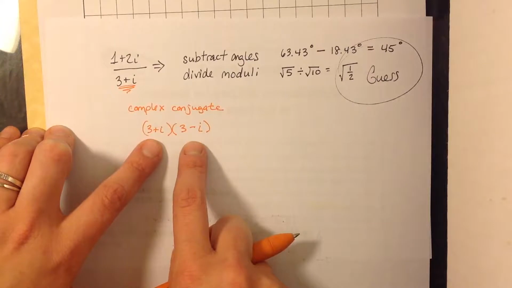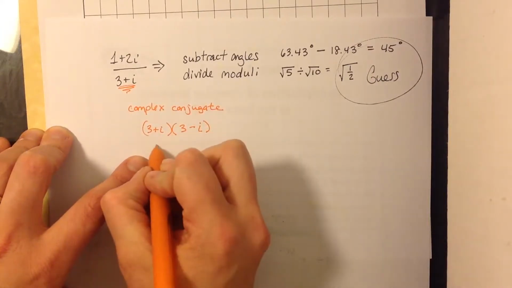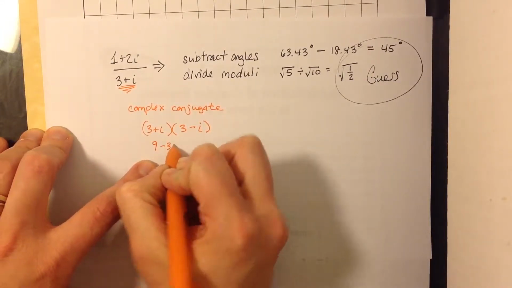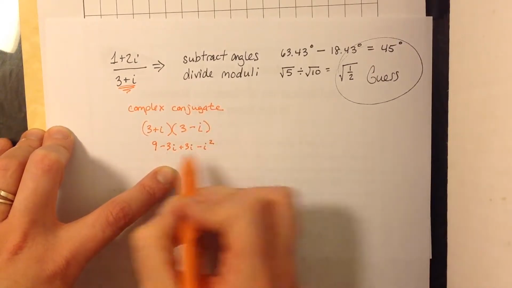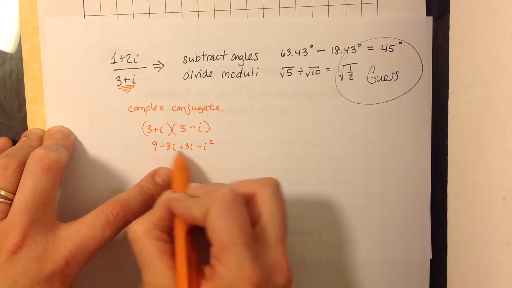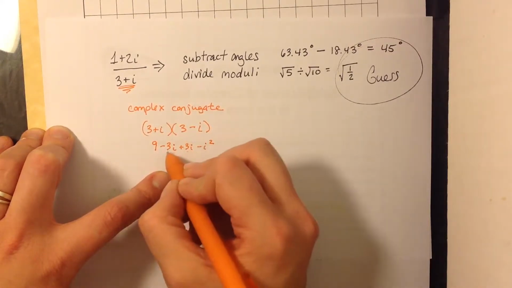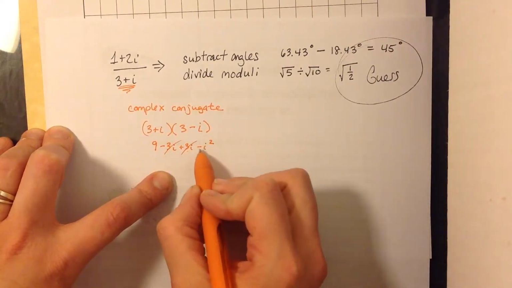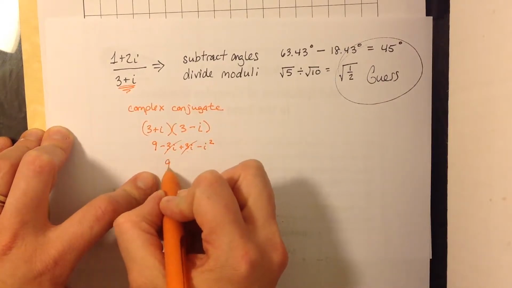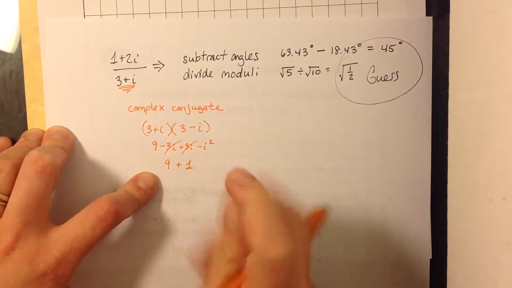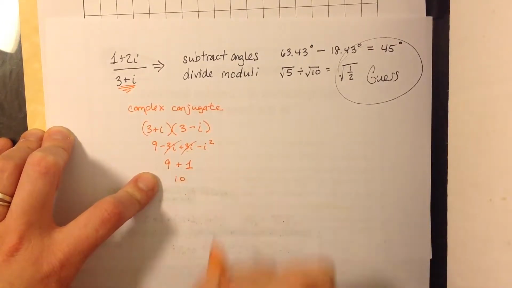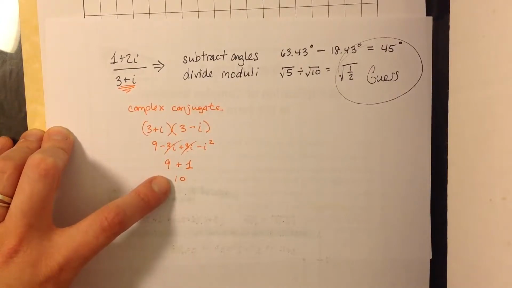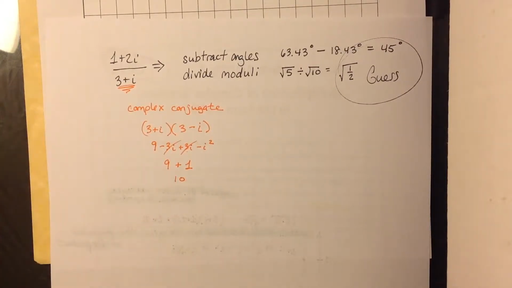If I FOIL this out, let's see what happens. I get 9 minus 3i plus 3i minus i squared. The 3i and negative 3i completely cancel each other out, which is fantastic. Negative i squared, I know, is going to become positive 1. i squared is negative 1. It was already subtracting, so I get a positive 1. So I get 10, a nice, delightful, real number, no imaginary part to it at all.